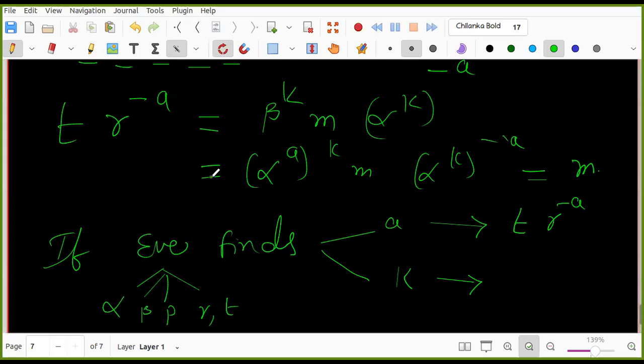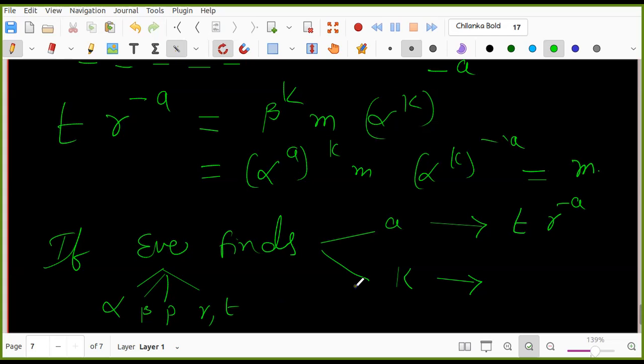What does she know? T. She knows alpha, beta, P, and all these things. What is T? Can you tell me the T value? Beta raised to K times M. So once Eve knows K, what will she do? Eve knows beta, Eve knows K, Eve knows T, and Eve knows the algorithm. The algorithm is known. That is also the beauty of this cryptography.